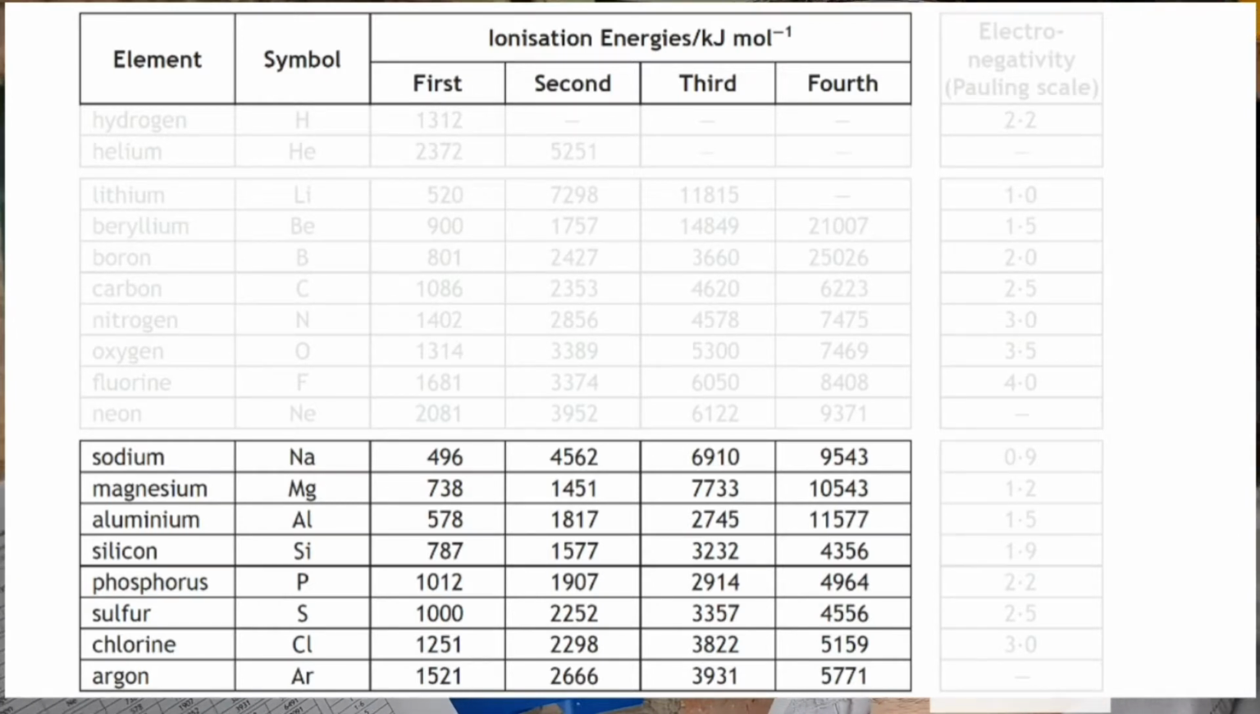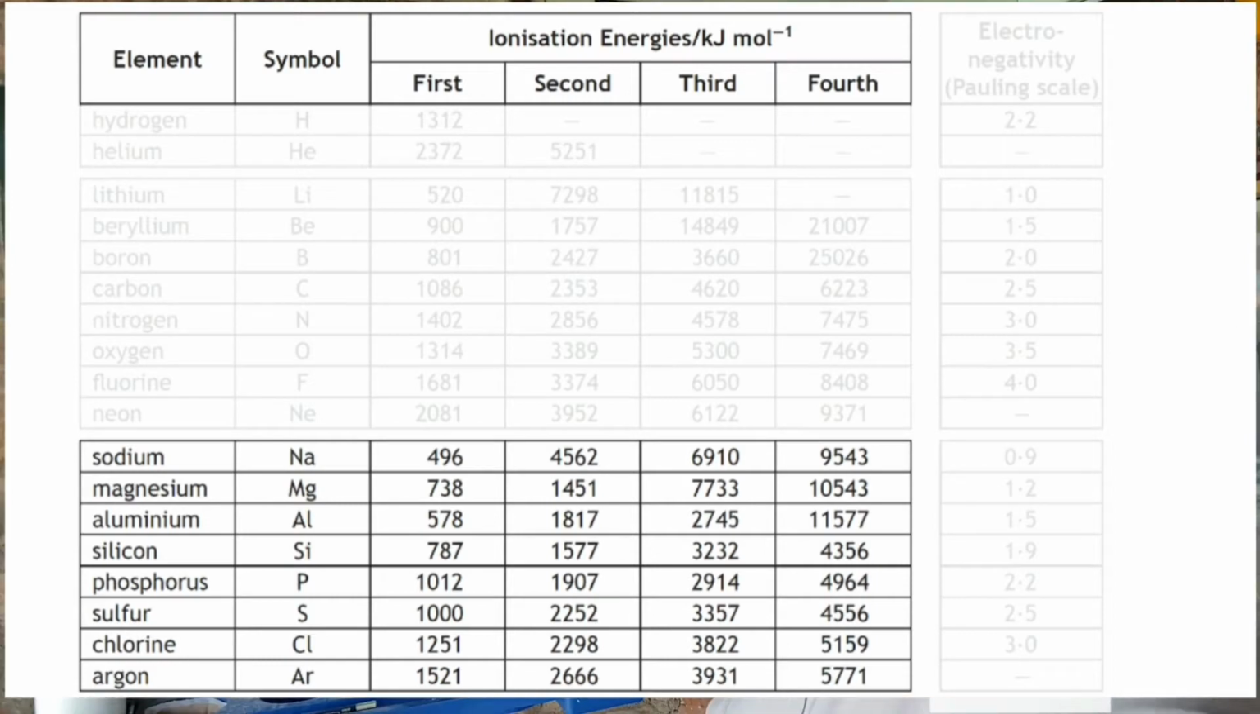Okay, we'll look at aluminium underneath it. 578 for the first, 1817 for the second, 2745. So not a huge jump going to the third, but if you look at the fourth for aluminium, that's huge. That's up to 11,577. So we're going to think if we can work out what could account for those big jumps that we're seeing at different places.